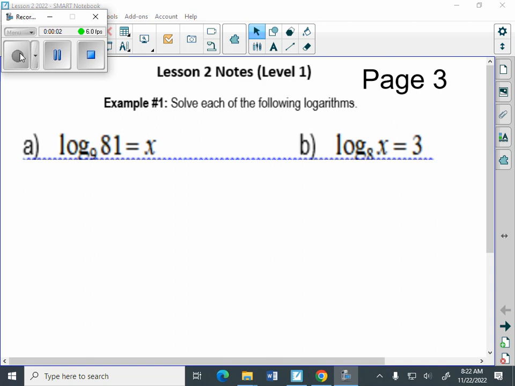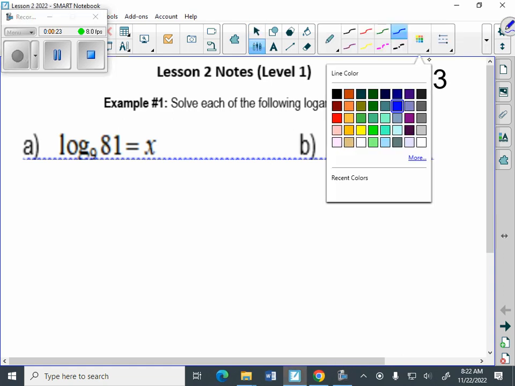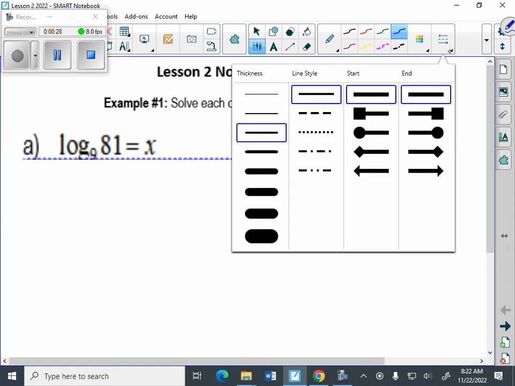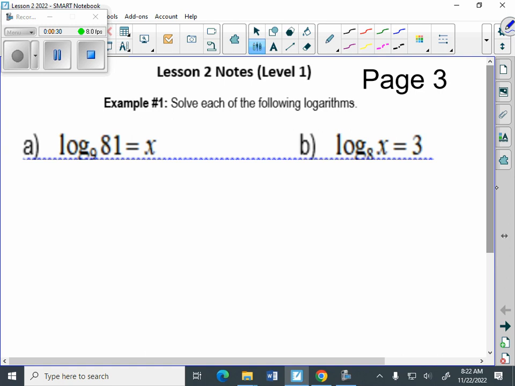Today we're going to look more at solving logarithms. We have practiced how to rewrite a logarithm in exponential form and rewrite an exponential in logarithmic form. But we know how to convert logarithms to exponential form, and we're pretty good with exponentials. So that's where we're going to start here.